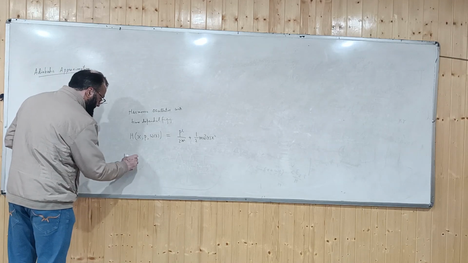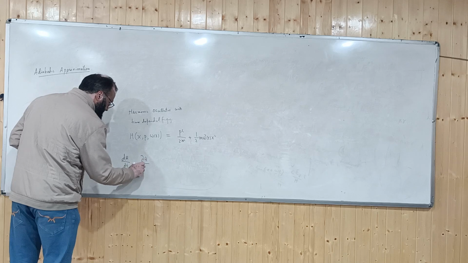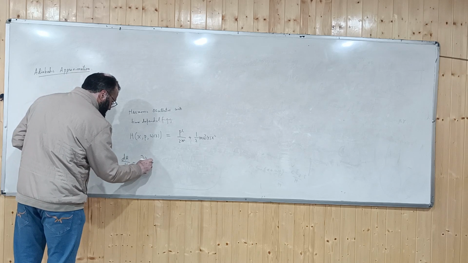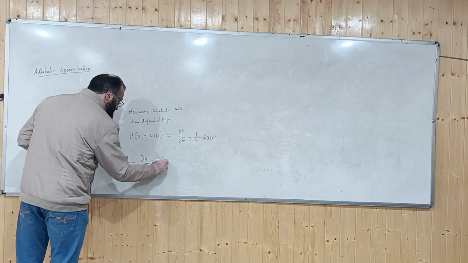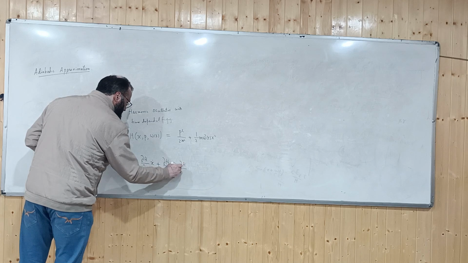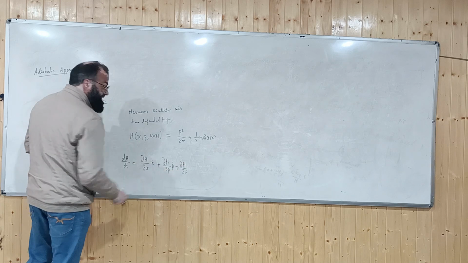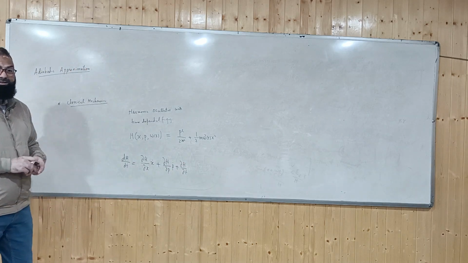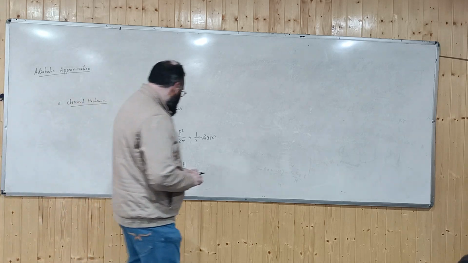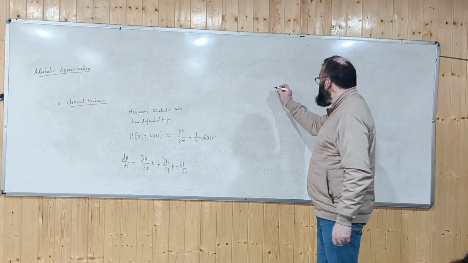Okay, so let's write this dH by dt. It will be simply partial H by partial x times x dot, plus partial H by partial p times p dot, plus partial H by partial t. There is no t dot, since partial t by partial t is one. Clear?